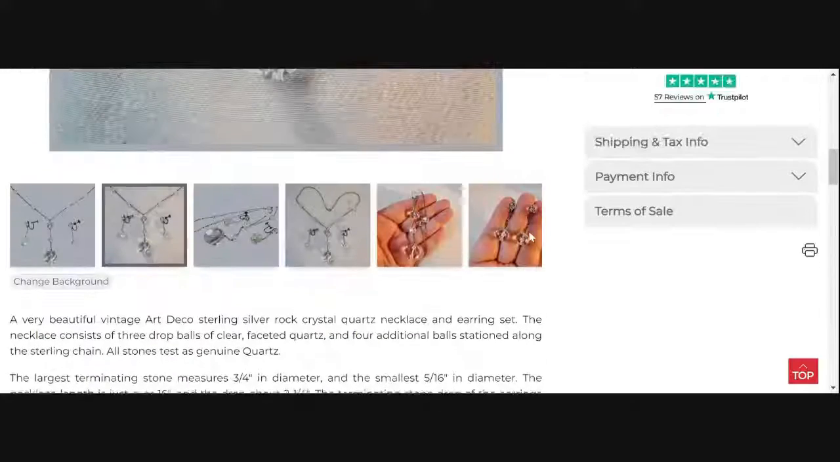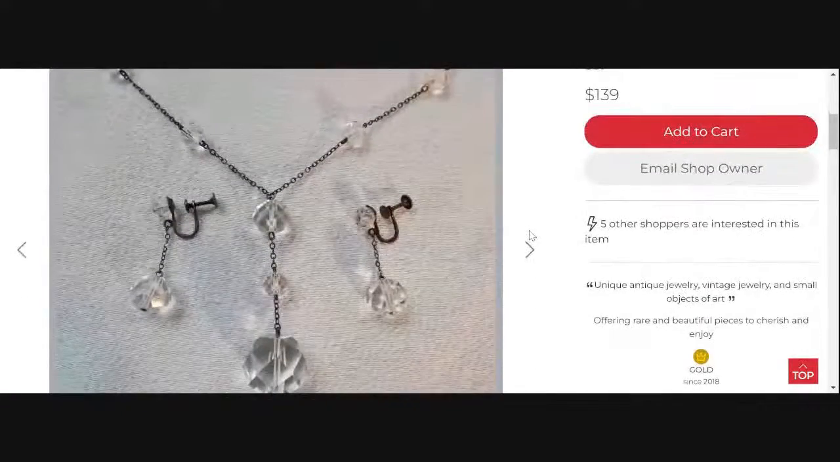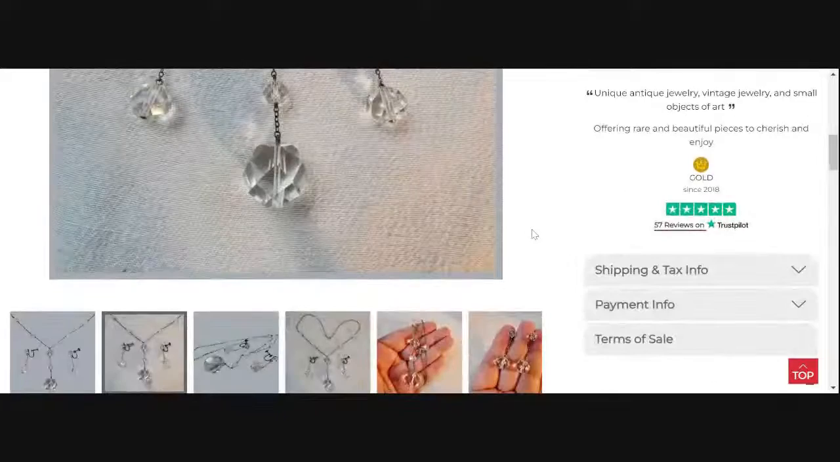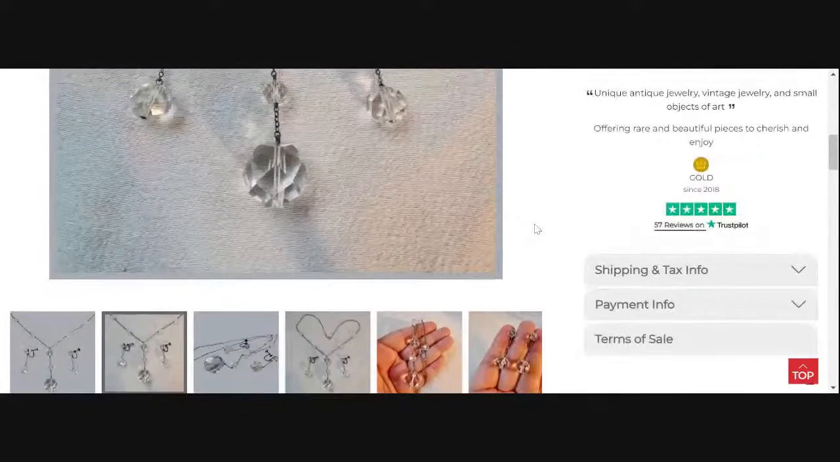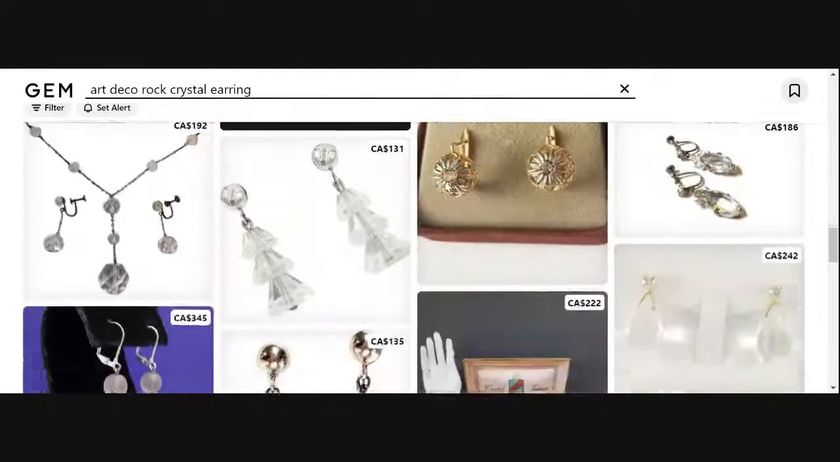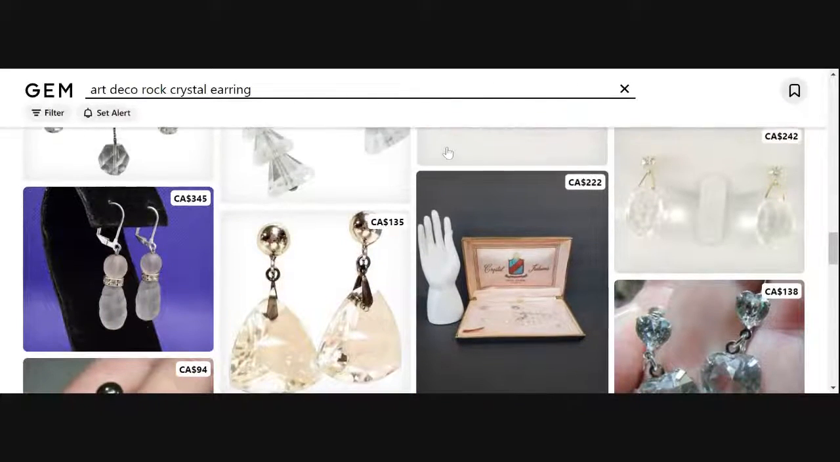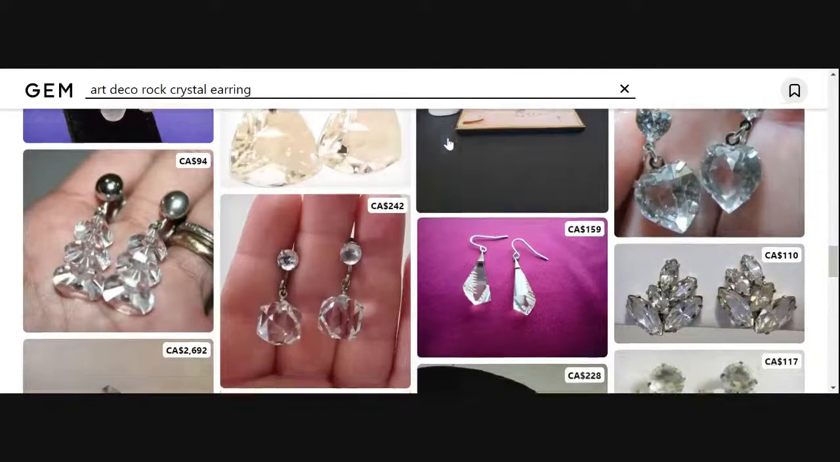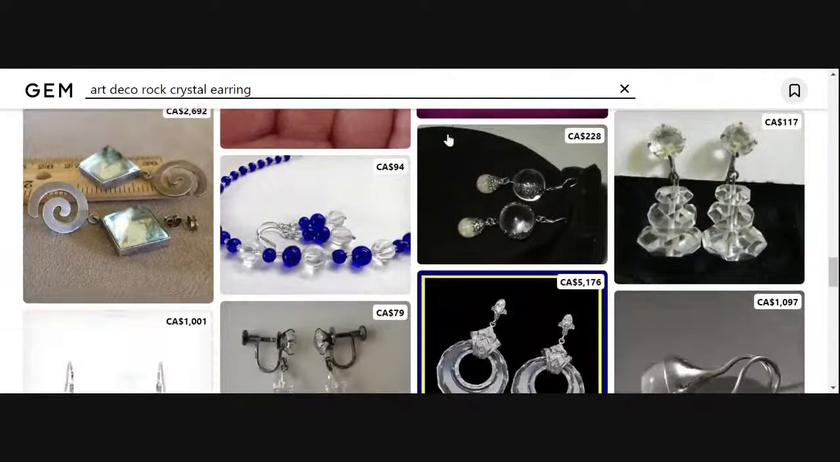Beautiful. So, for $139, a full set, including quite a few stones in sterling. Not a bad deal. Traces of Time on Ruby Lane. Okay, next up, I am going to reshare my screen, and we're gonna look for some more deals. Let's see if we can find a really good deal. A ridiculous deal. $242 is not it.